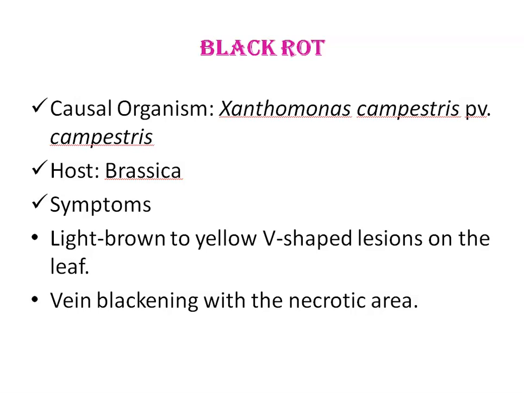Causal organism of black rot is Xanthomonas campestris, and the host of this disease is Brassica. Symptoms include light brown to yellow V-shaped lesions on the leaf which become brittle and dry with age, and another symptom is vein blackening with the necrotic area.